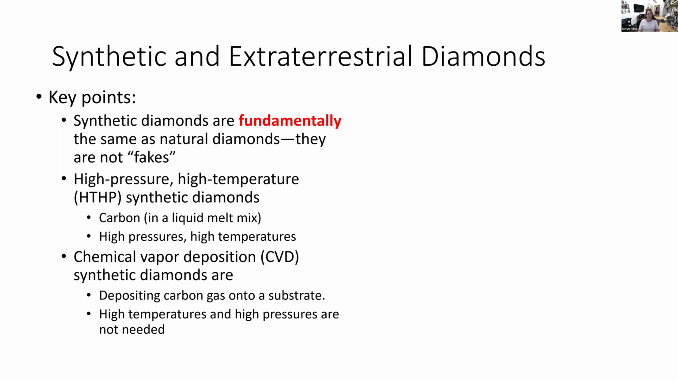So synthetic diamonds are fundamentally the same as natural diamonds. They aren't fakes. There's two different kinds of synthetic diamonds that are common today. So we have what are called high pressure, high temperature, which is HPHT, and we have chemical vapor deposition, and those are called CVD.